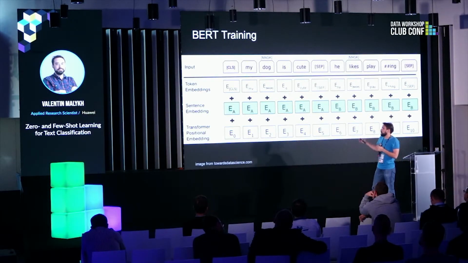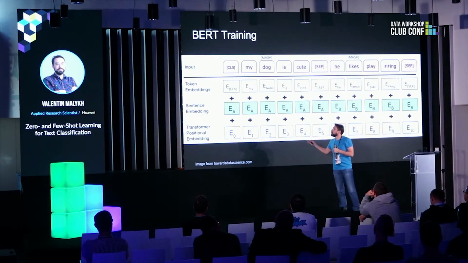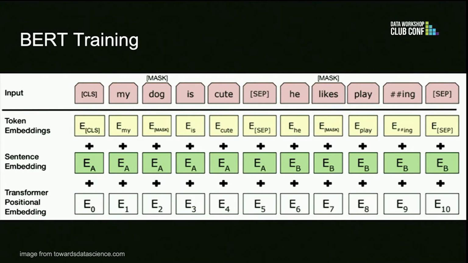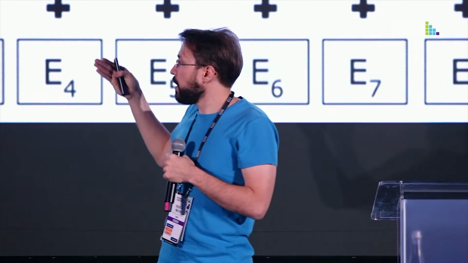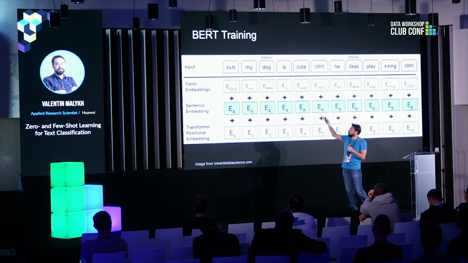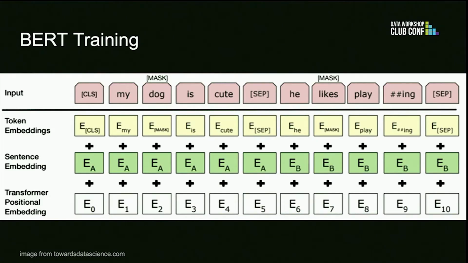Next thing is sentence embedding. If we have the whole sentence, we have an embedding for it, and we use it to represent a word. So this is like a context for a word. And then the token embedding, which could be word2vec, could be something else. So: token embedding, sentence embedding for the context, and position embedding to understand where this word actually is.